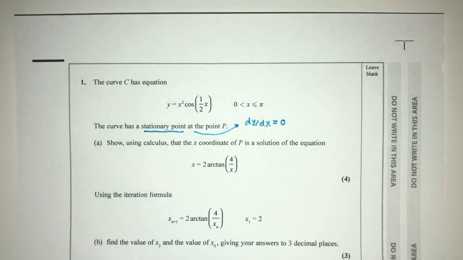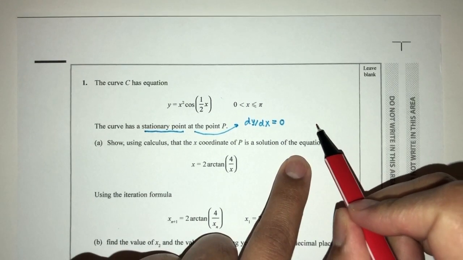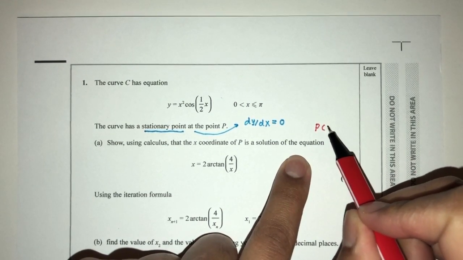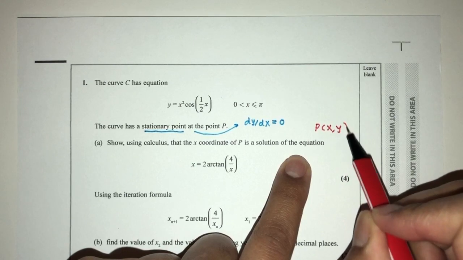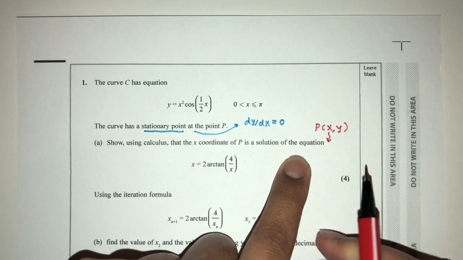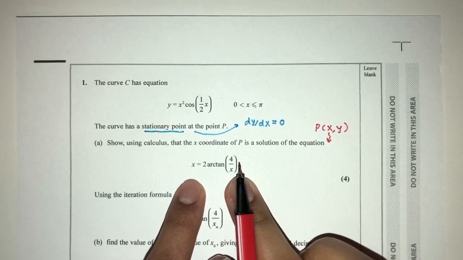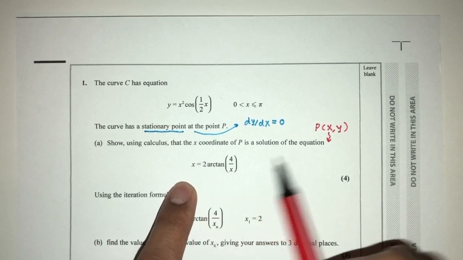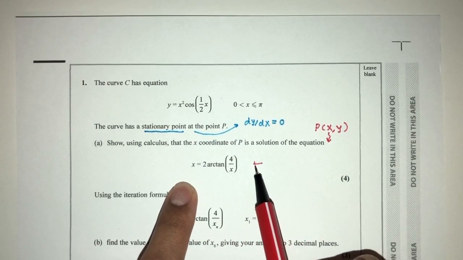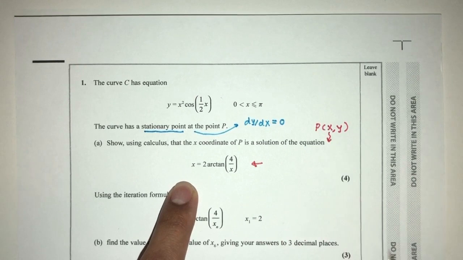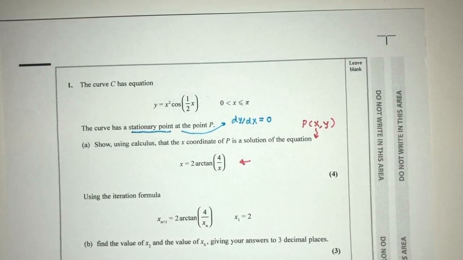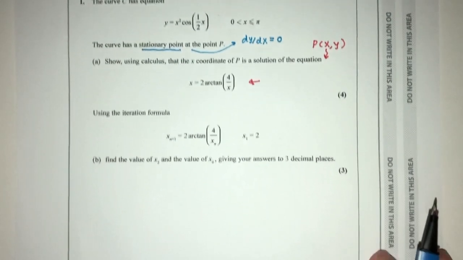Now part A, we have to show using calculus the x point. So if you think this is point P, you will have to have an x value and a y value, right? So we have to show the x point is a solution of this equation. So we have to prove this equation applies to the x point of P. So pretty easy. To find the x point of P, you obviously have to find the point P. Okay, so let's do that.